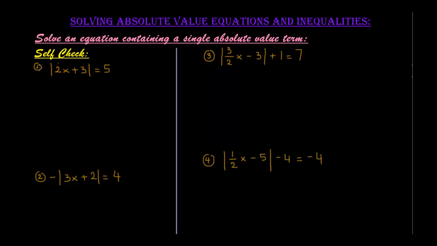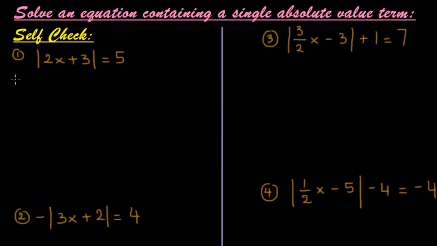So I believe we already have the answer. So let's go over each problem and see if we got the correct answer. So problem 1, absolute value of 2x plus 3 equal to 5. We learned that if I drop the absolute value, we have 2 equations. The first equation will be 2x plus 3 equal to 5. The second equation is 2x plus 3 equal to negative 5. So make sure the negative is on the right side of the second equation. So negative 5. Now we will solve each equation.